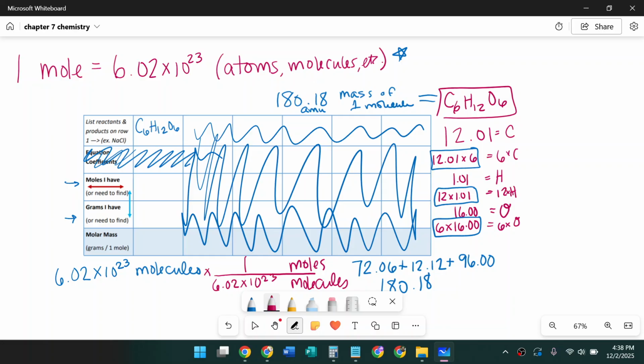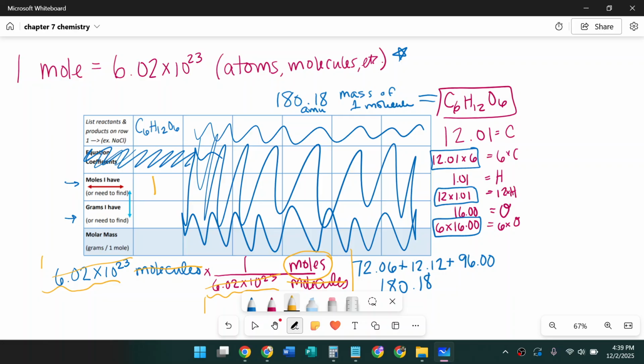You may notice something right here when you start canceling. Molecules cancels out, and guess what? The number right here is the same as the number right here. So if you type that in your calculator, what answer would you get? You would get a 1 because this and this would cancel out. You'd have a 1 here and a 1 here. 1 times 1 divided by 1 is just 1. So how many moles do I have? That's my only unit left. I have 1 mole, so I can put 1 right here.